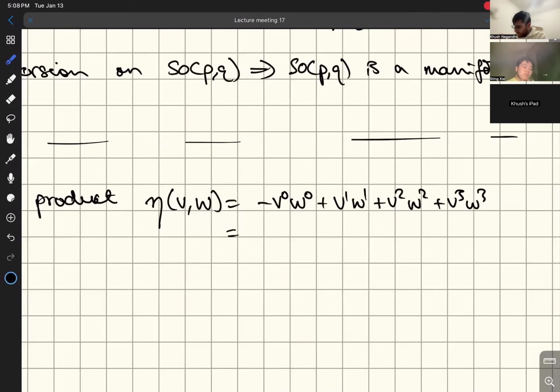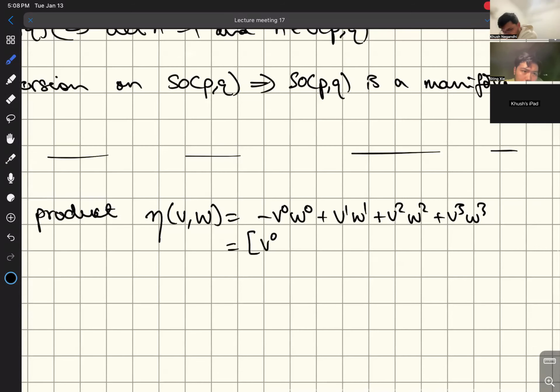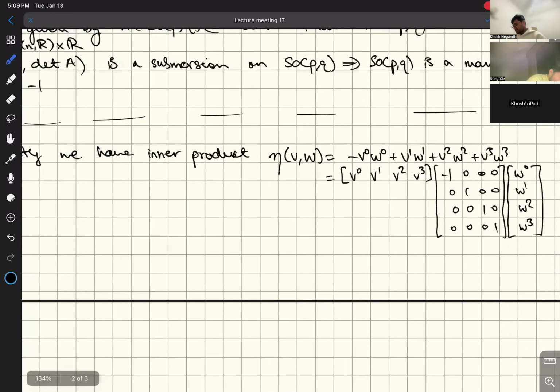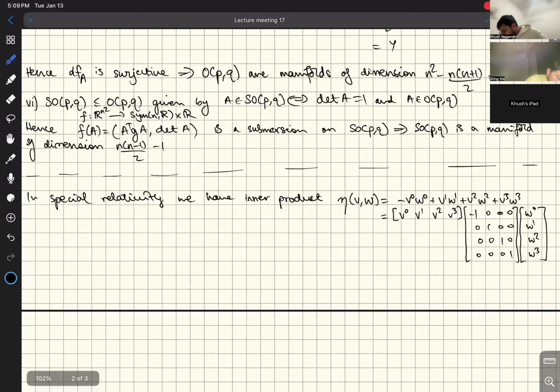Another way to write this, how I did when I was proving that these things are manifolds, is by looking at the matrix version of this. So it's negative one, one, and ones everywhere, right? So we can see this.